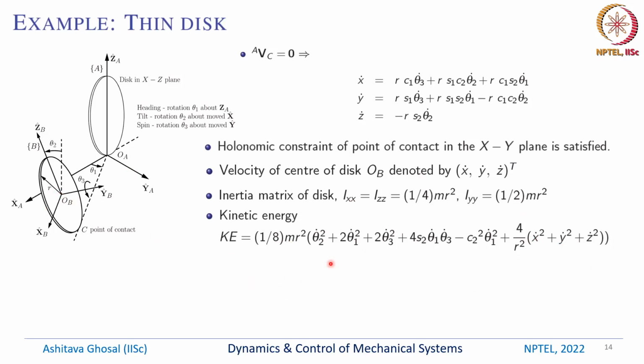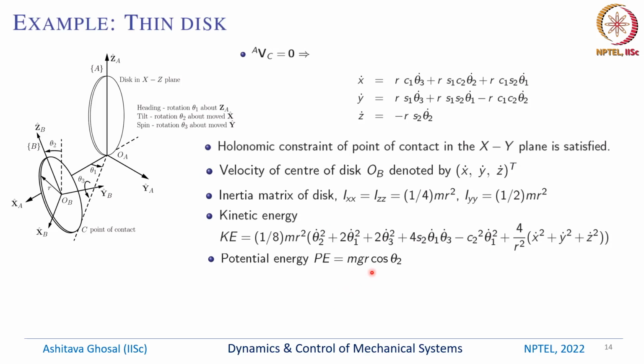The I omega square part will be a little bit more complicated, and you will get this. So this is written in a compact form. That is why this 1 by 8 mr square is taken outside, and then you have theta 2 dot square plus 2 theta 1 dot square plus 2 theta 3 dot square plus 4 into sine theta 2 theta 1 dot theta 3 dot minus c2 square theta 1 dot square. So this can be derived, once you know these elements of the inertia matrix and also what is the omega.